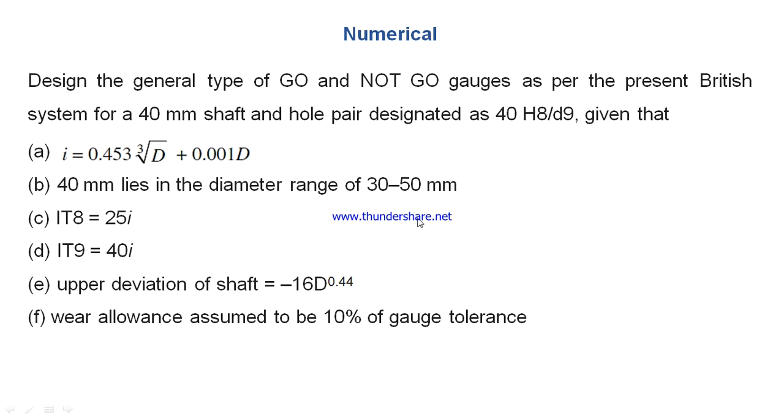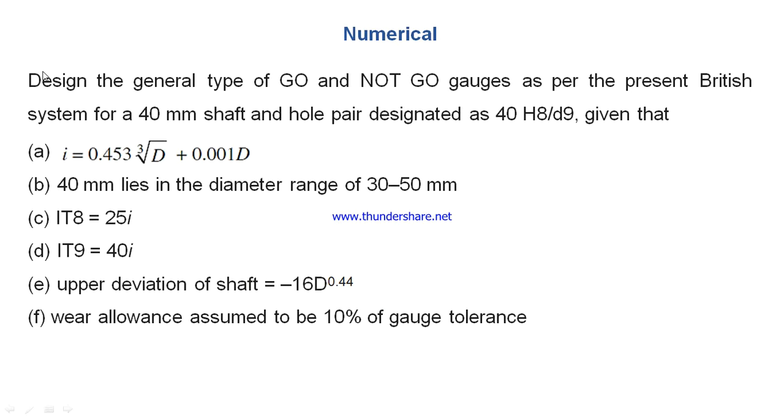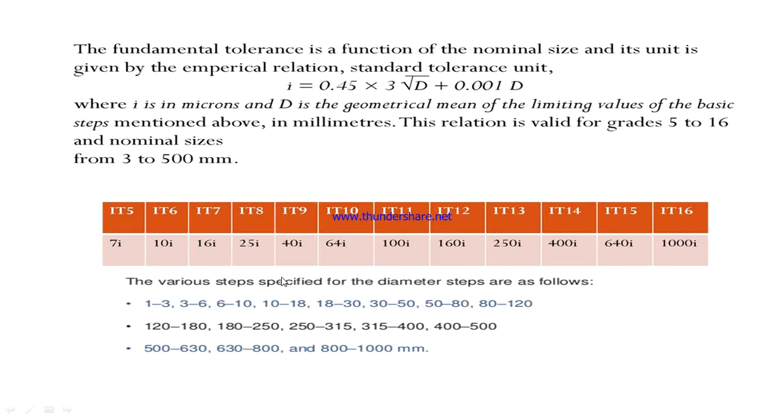For IT8 grade it is given as 25I. Just cross check it. IT8 grade is 25 times I. And for IT9 grade it is 40I, 40 times I. So these are the standard tolerance values. If the problem is mentioned only up to 40H8D9, and this particular data is not given, then we must know that I is this particular standard formula. We must know the diameter range. We must know the standard tolerance value.